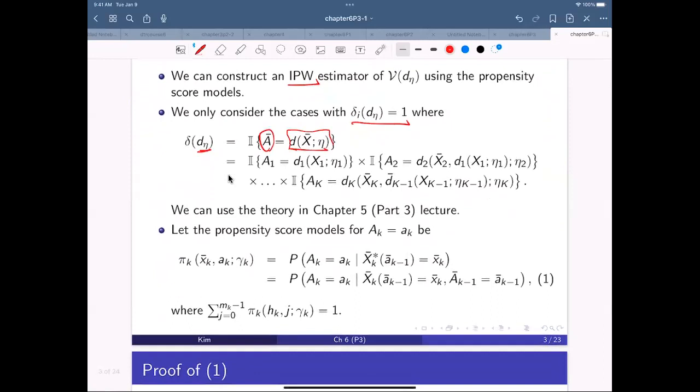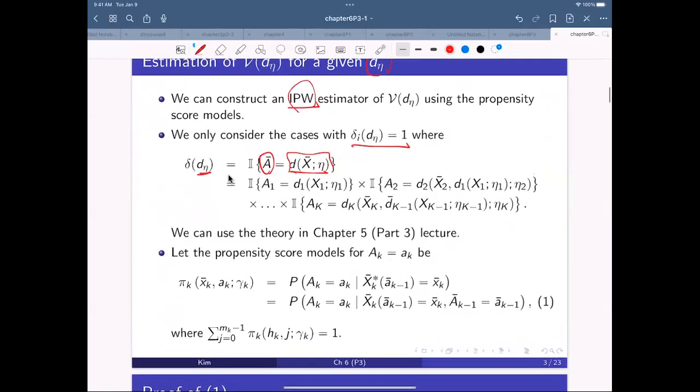Then to apply the IPW estimator, we need to compute the conditional expectation of delta given the history. In order to compute it, we first need to use the propensity score model. This is the propensity score model, which is expressed in terms of the potential outcome, but it can be equivalently written as a function of the observed data.